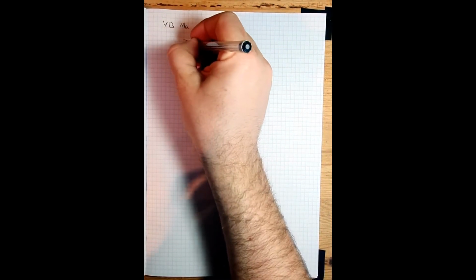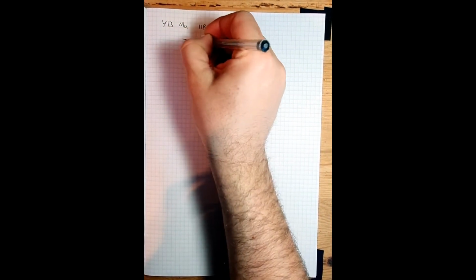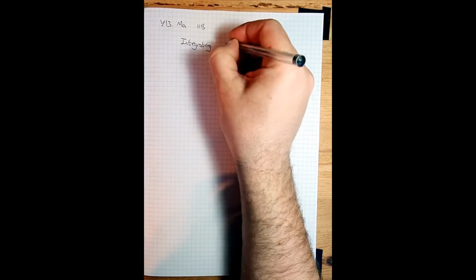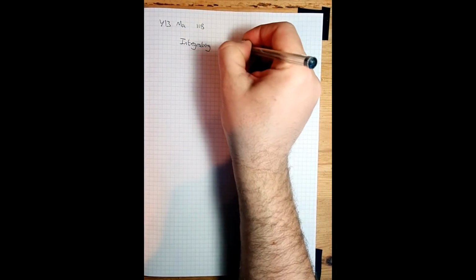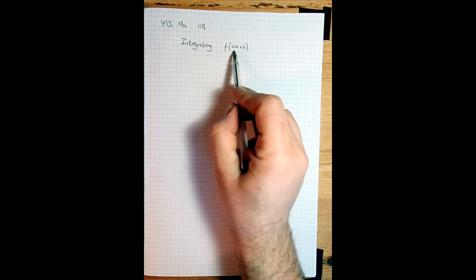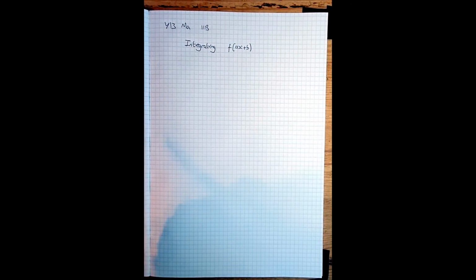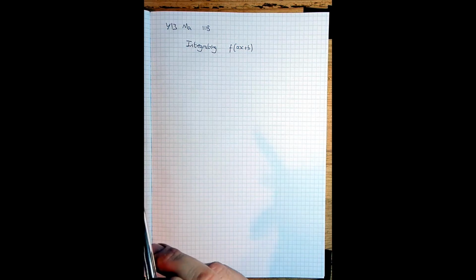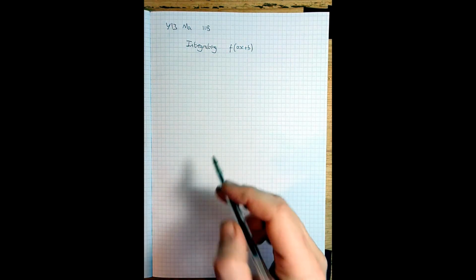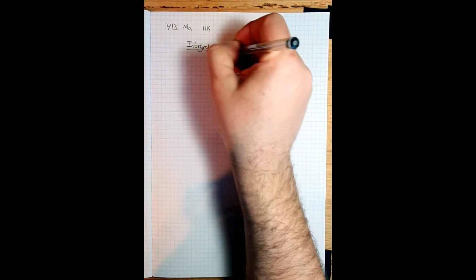We're looking at integrating functions that look like that, a function of ax plus b. Now, to get your head around this, you need to be all over the chain rule for differentiation, because effectively this is the reverse of the chain rule for differentiation.